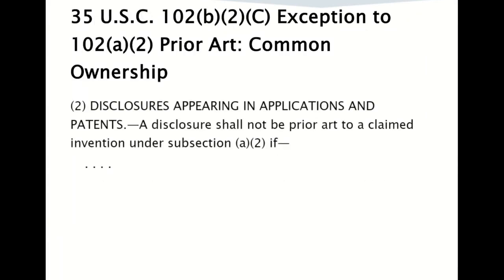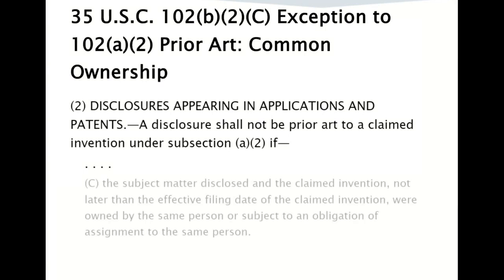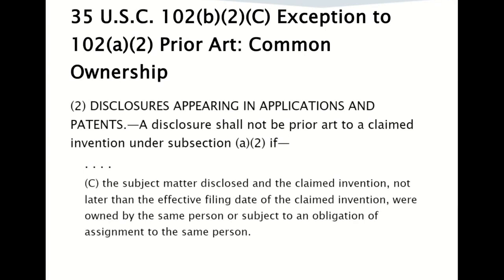Now we move to the final exception, 102(b)(2)(C). A disclosure shall not be prior art to a claimed invention under subsection 102(a)(2) if C. The subject matter disclosed and the claimed invention, not later than the effective filing date of the claimed invention, were owned by the same person or subject to an obligation of assignment to the same person.